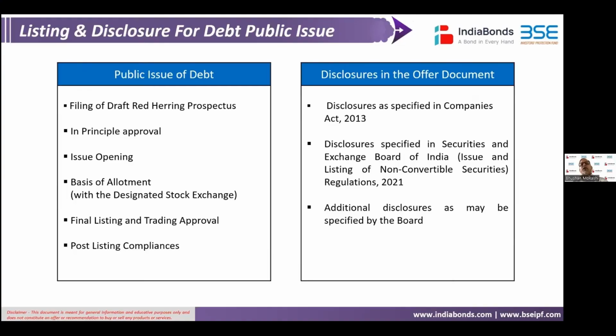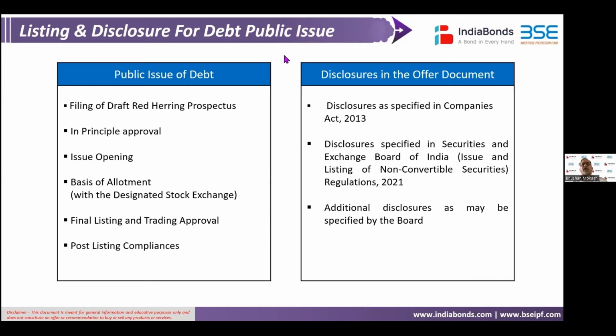Any issuer, when he wants to come out with a public issue, has to file a draft red herring prospectus with the exchange. He has to take an in-principle approval from the exchange. He has to inform the exchange about the issue opening. Based on these details, the exchange creates a web page on which all details will be available for the investors: when the issue is starting, what is the issue structure, who are the BRLMs, who is the RTA, who is the sponsor bank. All those details, and when the issue is starting and closing, will be available on the exchange website, that is www.bseindia.com.